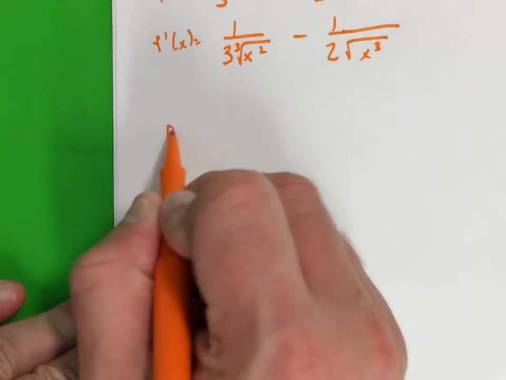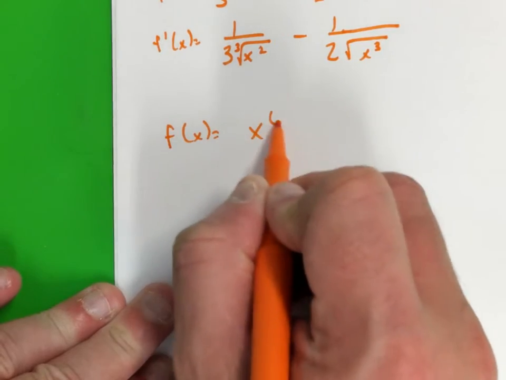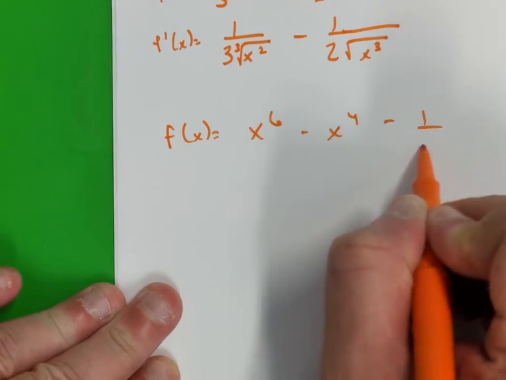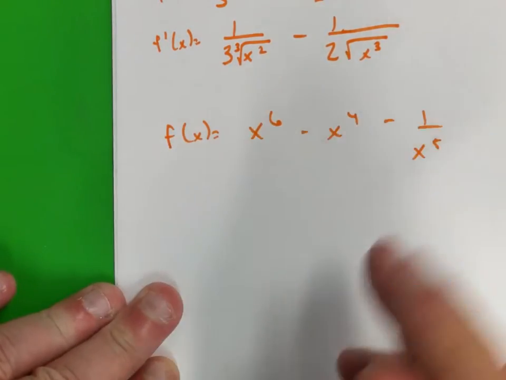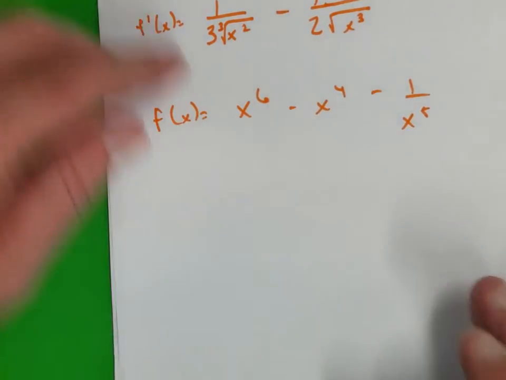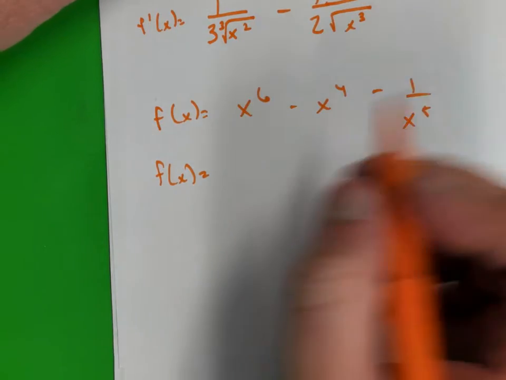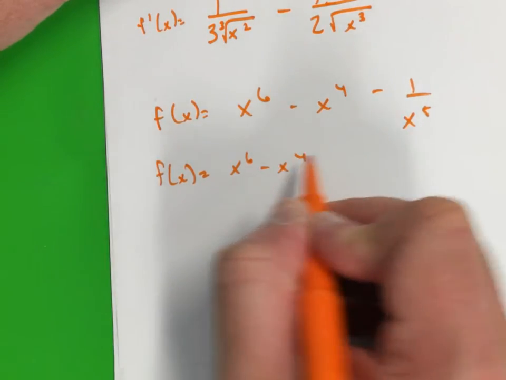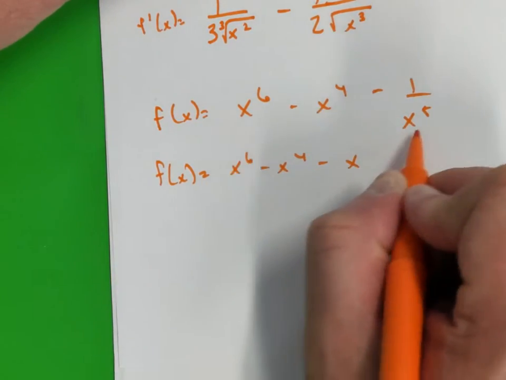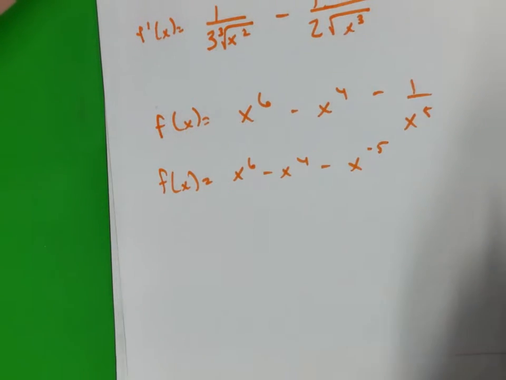Alright, let's look at this one. This is all reviewing for your big test on Wednesday. Do I need to rewrite any of these? First, second, or third term? Third. I need to rewrite that, don't I? So that's going to be x to the what? Negative 5th. Are we good on that?